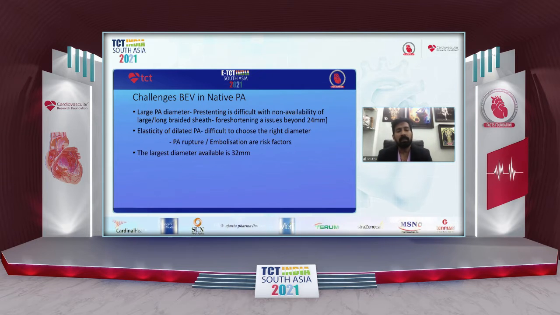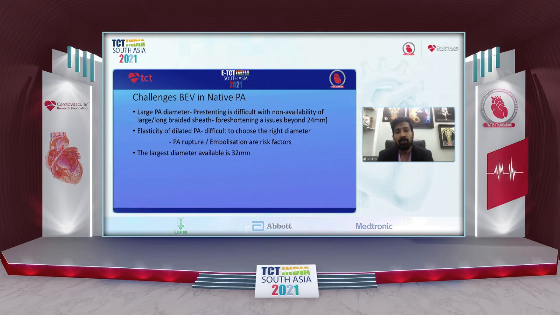So what are the challenges we have with balloon expandable valves? With a large PA diameter, we cannot do pre-stenting because there is non-availability of large, long braided sheaths which can go beyond the pulmonary valve, and foreshortening is an issue, and putting a valve after stenting can cause embolization of the stent.